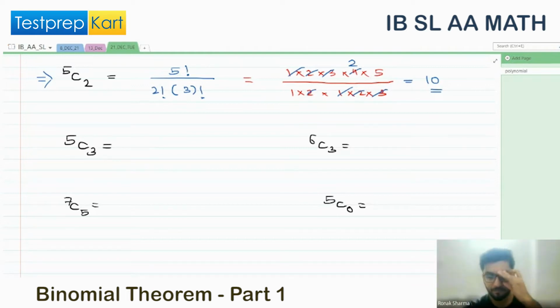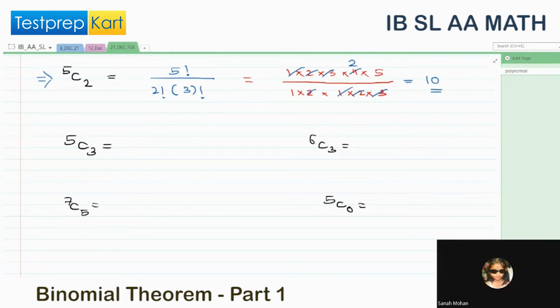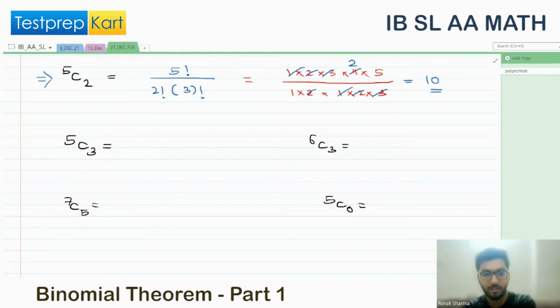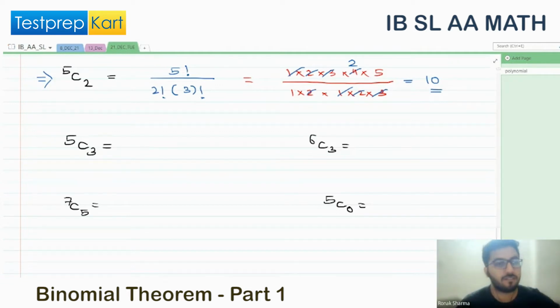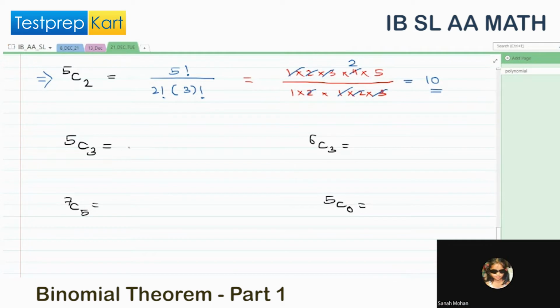Done? Not with all of them, but yeah, with... Then how many you have done? More than 2. So what is the value of 5C3? I got like 120 over 36.